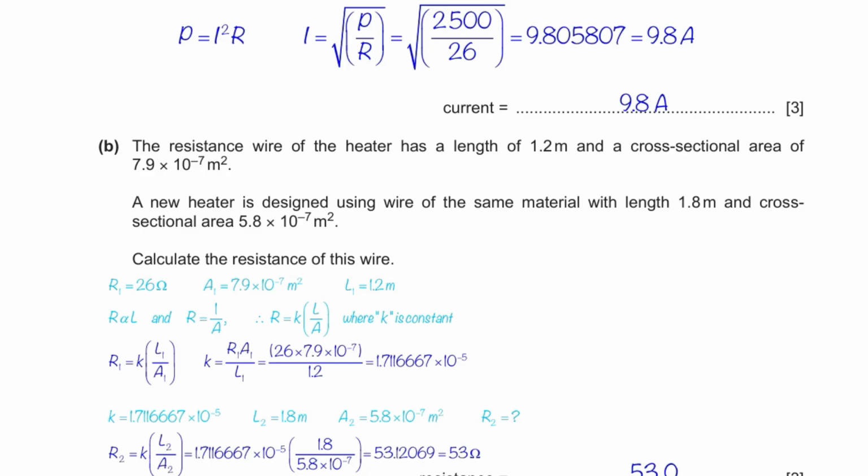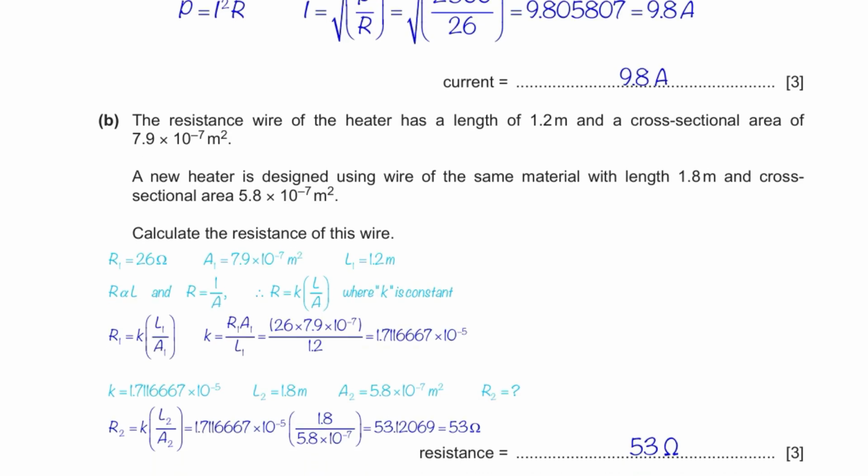First, divide 1.8 by 5.8 multiplied by 10 to the power of minus 7. That gives 3.10345 multiplied by 10 to the power of 6. Now multiply that by k. 3.10345 multiplied by 10 to the power of 6 multiplied by 1.7116667 multiplied by 10 to the power of minus 5 gives us 53.12069 ohms. We round that to two significant figures. Resistance equals 53 ohms. That completes part B.